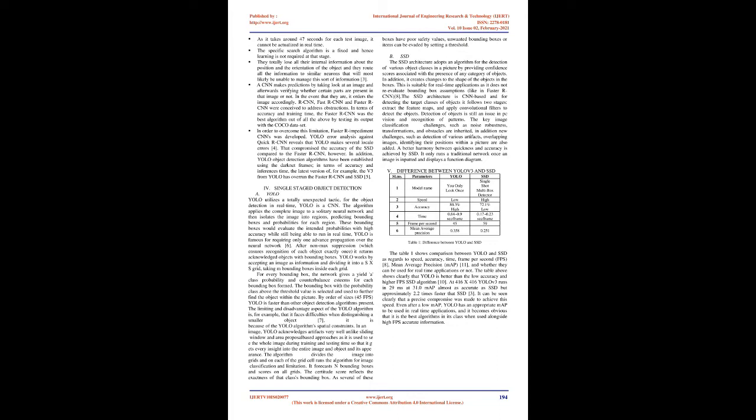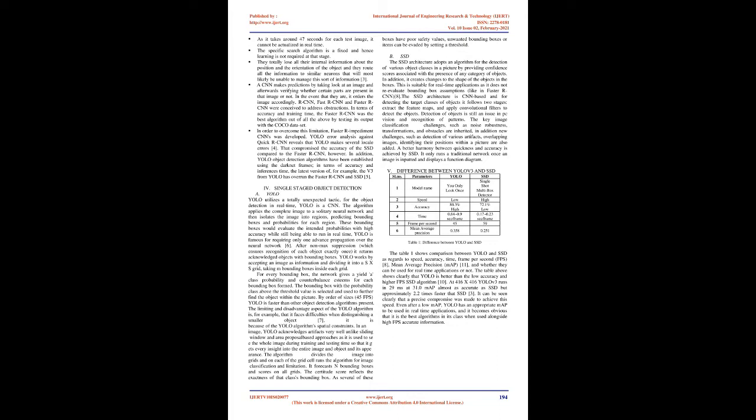Drawbacks of two-staged object detection. 1. It actually sets aside a large measure of effort to train the network needed to group 2000 regional proposals per image. 2. As it takes around 47 seconds for each test image, it cannot be actualized in real time. The selective search algorithm is fixed and hence learning is not required at that stage. They totally lose all their internal information about the position and the orientation of the object, and they route all the information to similar neurons that will most likely be unable to manage this sort of information.